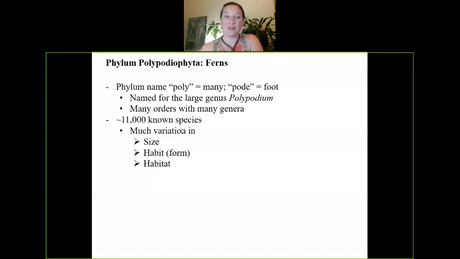But the reason the phylum is Polypodiophyta is because it's named after this large genus of ferns, which is Polypodium, very big genus of ferns. There's a lot of species. You don't need to know 11,000. I'm just saying there's a lot. There's a lot of species, and there's a lot of variation in different sizes and habits. Habit means form. And habitat. Habitat is where something lives, right? So we're going to see that right now.